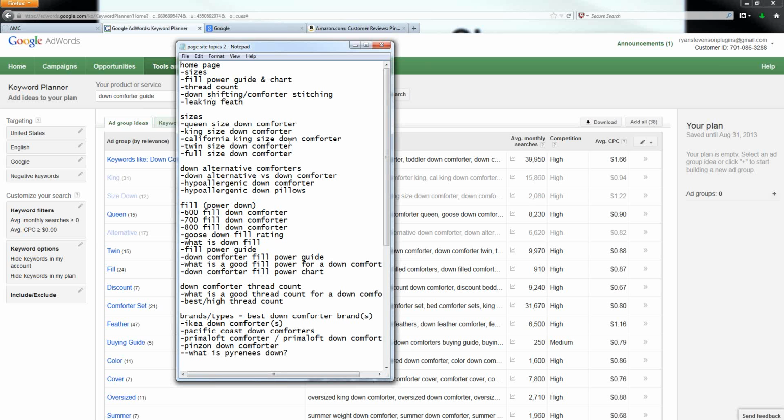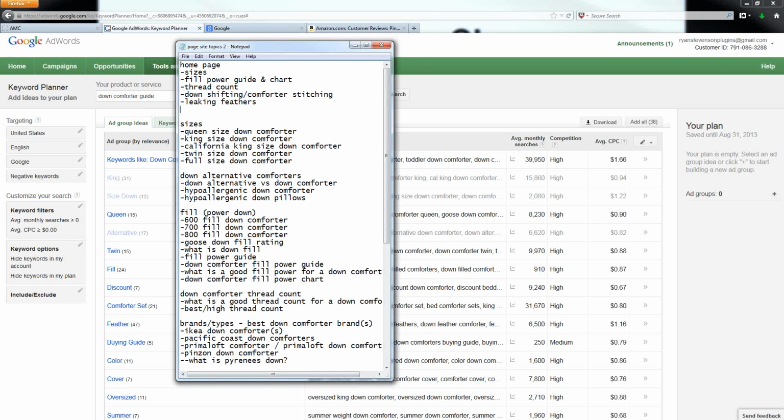Leaking feathers is my next page topic. Obviously, I found this through the Amazon pages and the customer reviews that were there. Definitely a very, very valid point to address for the consumers.